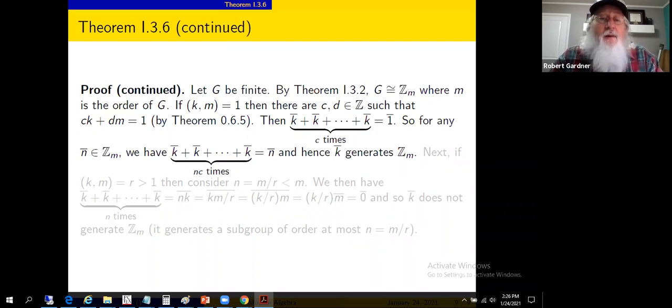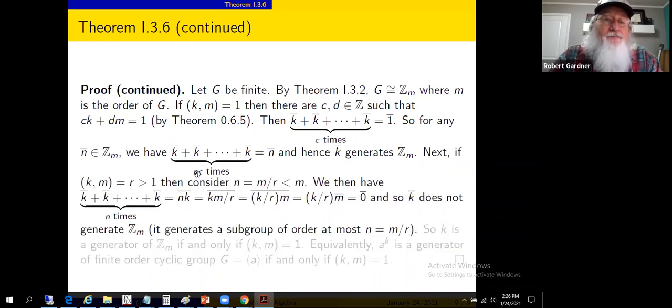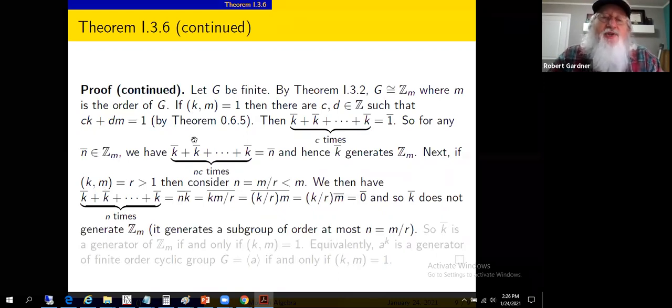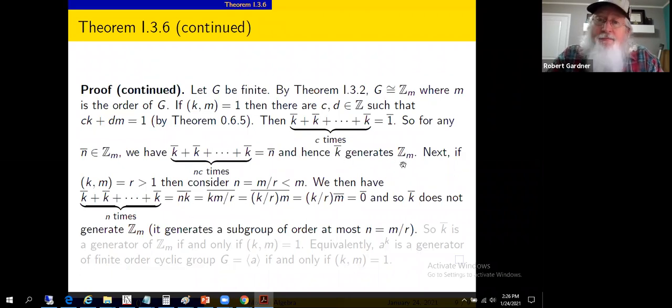All right. We've got a generator of Z sub m, and we want to talk about a restriction on the number of generators. Here we assumed K was relatively prime to m and showed it generates Z sub m. Now we want to show the converse: if K and m are not relatively prime, then we don't get a generator. So suppose the greatest common divisor of K and m is R, something greater than 1. So they're not relatively prime.